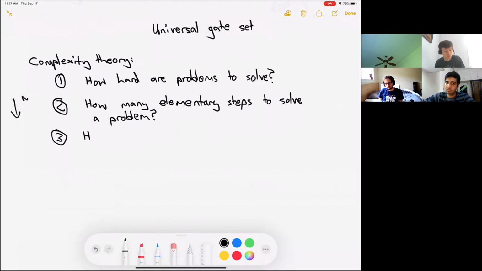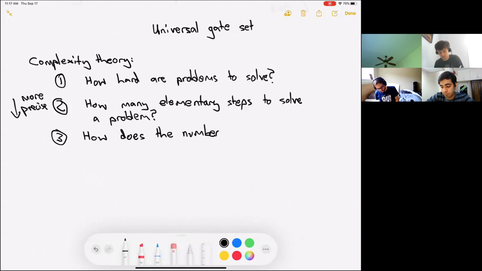So these are getting sort of more precise as we go down. How does the number of elementary steps scale with the size of the problem?